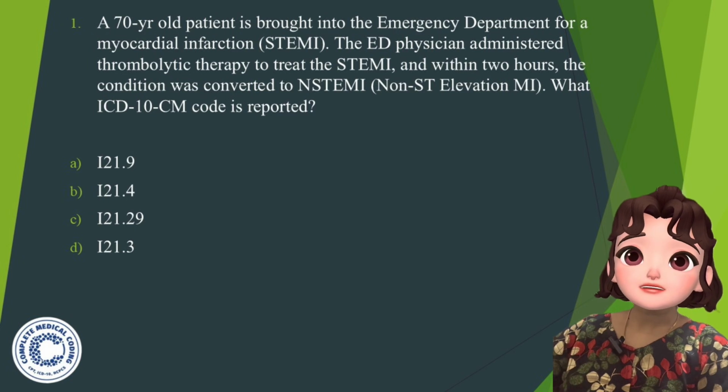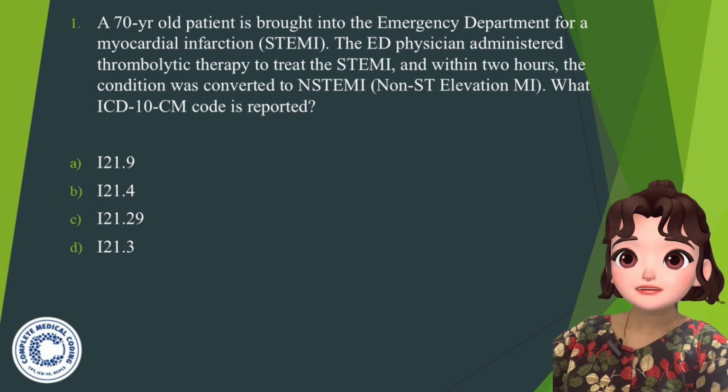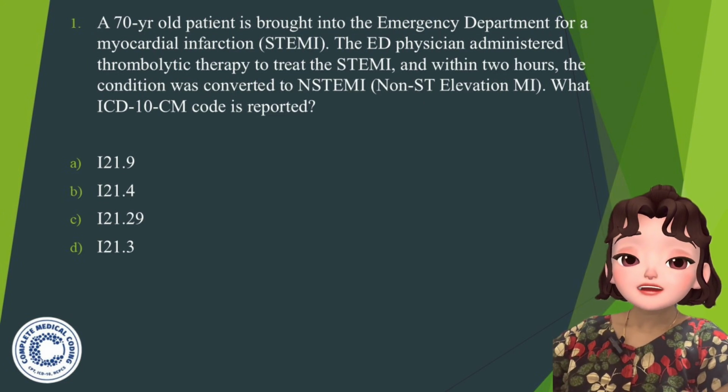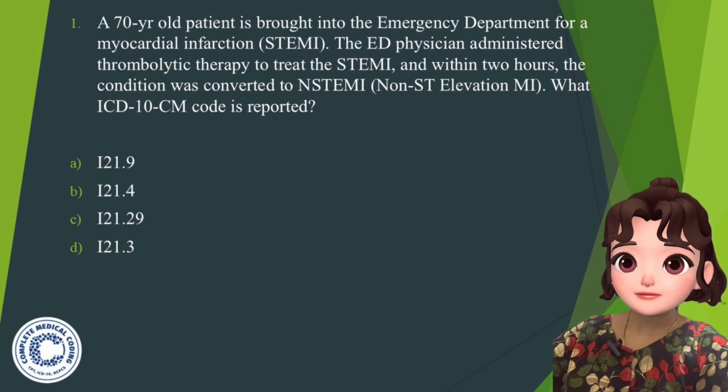Go to the other options. I21.29 is STEMI involving other sites. ST elevation myocardial infarction involving other sites. And what is option D? I21.3. I21.3 is STEMI myocardial infarction of unspecified site.